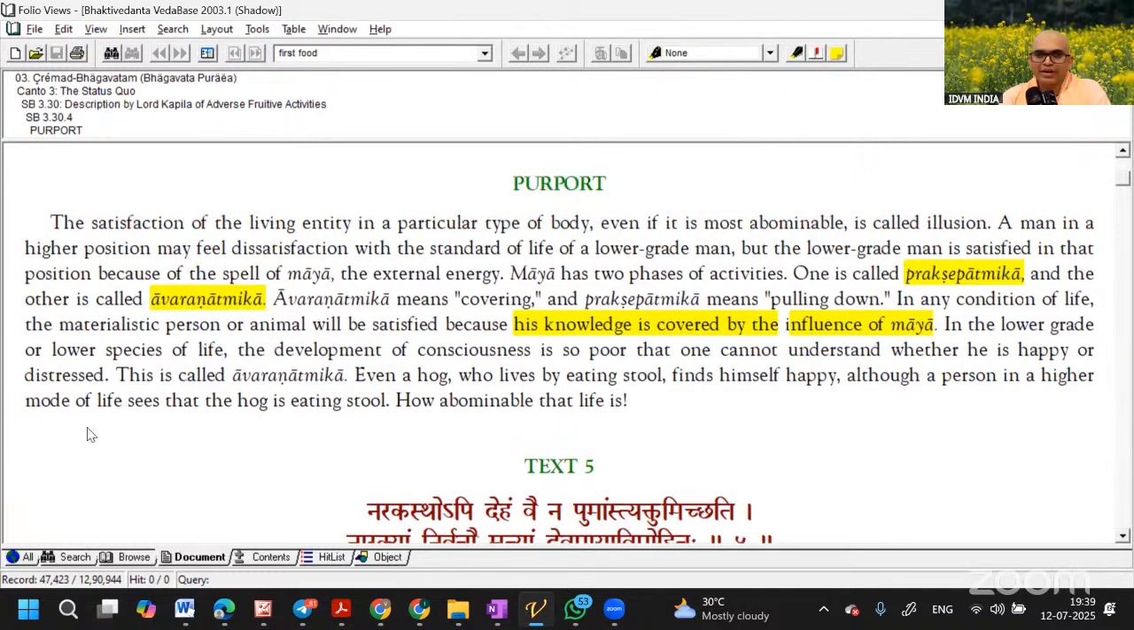Before that, okay. In the lower grade, lower species of life, the development of consciousness is so poor that one cannot understand whether he is happy or distressed. Because Shastra is not for animals. Shastra is meant for whom? Humans. Bhakti may be done by animals also. Can Bhakti be done by an animal or not? Yes. Even a dog can hear chanting. But Suddha Bhakti can be done by whom? Only humans. Can dogs do Suddha Bhakti? To do Suddha Bhakti, what do we need?